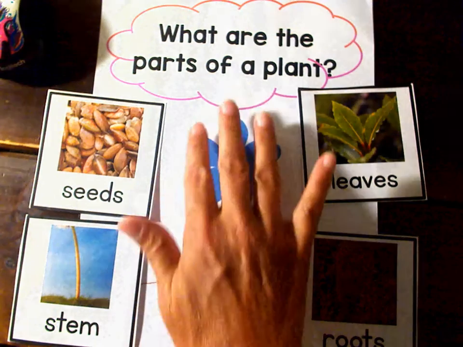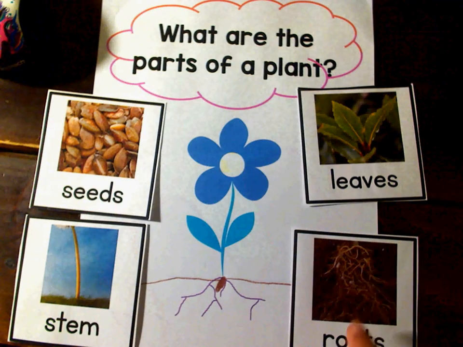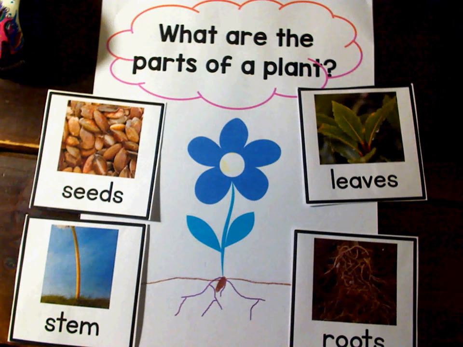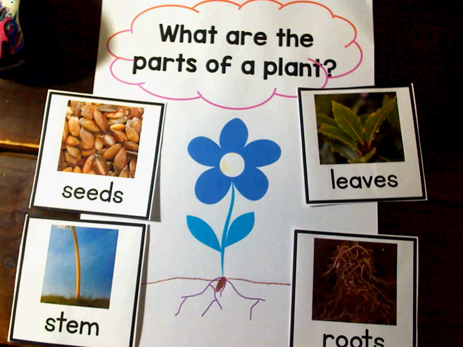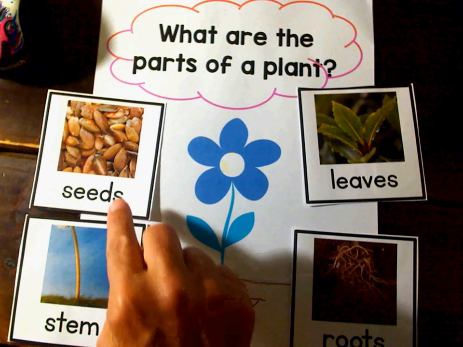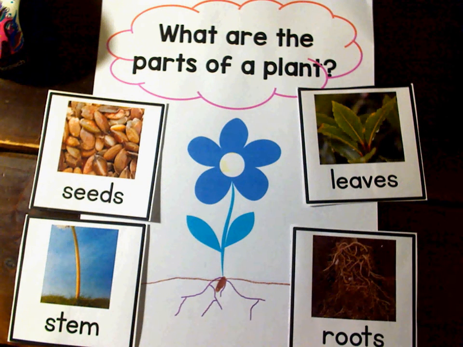So what I have here is a picture of a plant, and I put some different parts around the plant. I'm going to give you clues, and I want you to decide out of these what part you think I'm talking about. Your first clue: this is the part of the plant that holds it into the ground. It soaks up water from the soil. Boys and girls, is that a seed, a stem, a leaf, or a root?